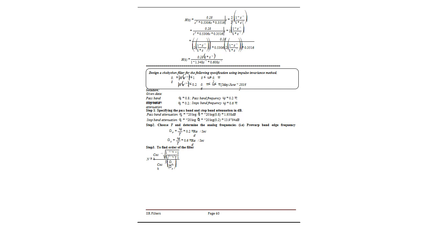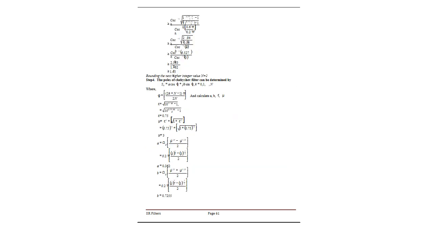Step 3 is to find the order of the filter, that is N is greater than or equal to cosh inverse of root of (10 to the power of 0.1 alpha s minus 1) by (10 to the power of 0.1 alpha p minus 1), divided by cosh inverse of omega s by omega p. When you substitute the values, we get the answer as 1.45. Rounding this to the nearest integer, N is equal to 2.